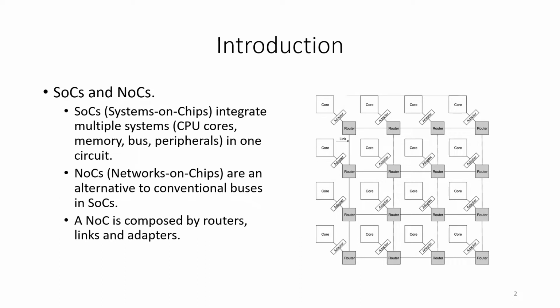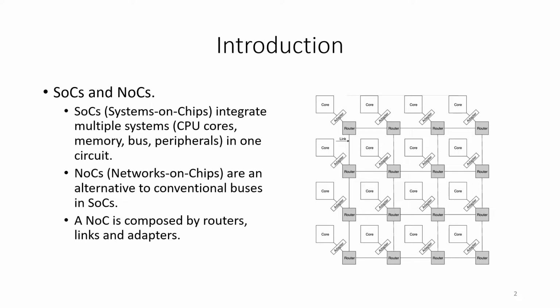SoCs, or systems on chips, integrate multiple systems like CPU cores, memory, bus, and peripherals in one single circuit. And NoCs, or networks on chips, are an alternative to the conventional buses that were previously used in SoCs. The advantage of using a NoC is throughput and data concurrency. Because of the architecture of a NoC, data concurrency is much better in a NoC than in a conventional bus.